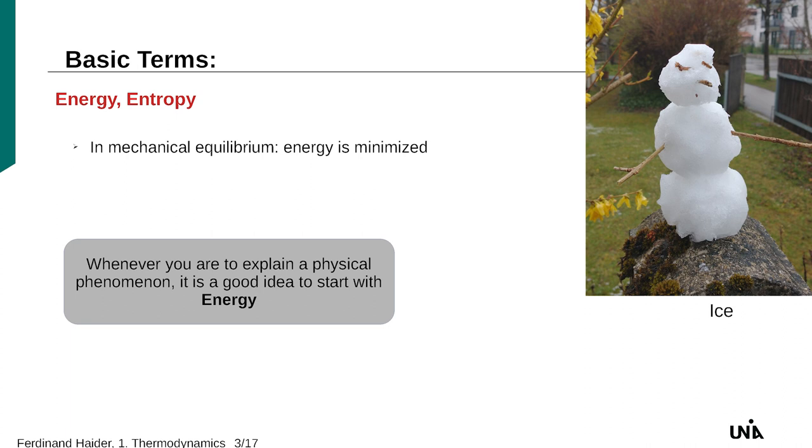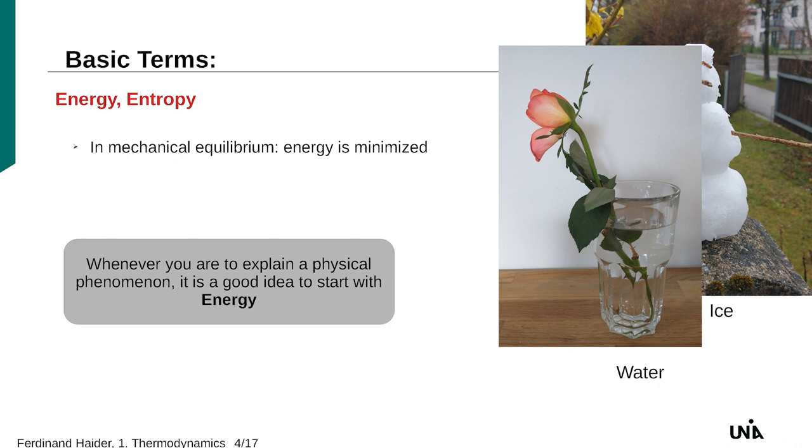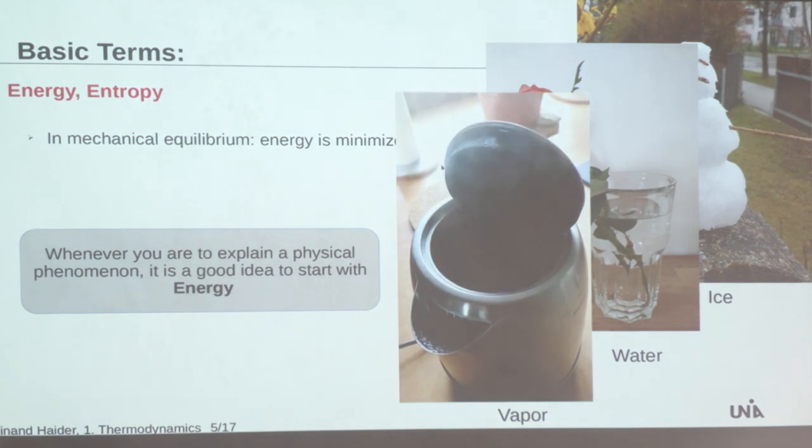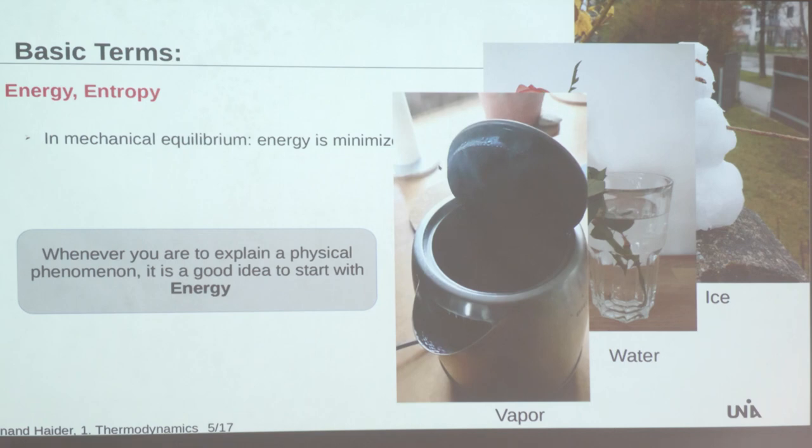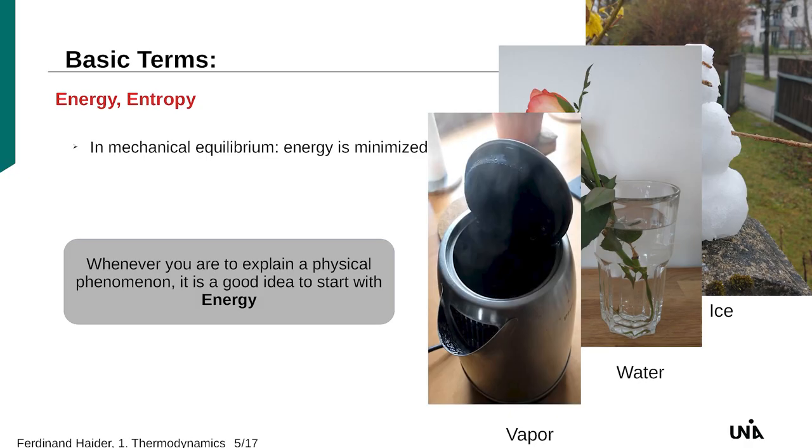So water has different states or phases. At low temperature, it's ice. At elevated temperature, it's liquid water. And at even higher temperature, it's vaporizing. So where does it come from? This state of liquid water is definitely higher in energy than the state of frozen water, and the vapor is even higher in energy. So why do we go from one state to another when we raise the temperature?